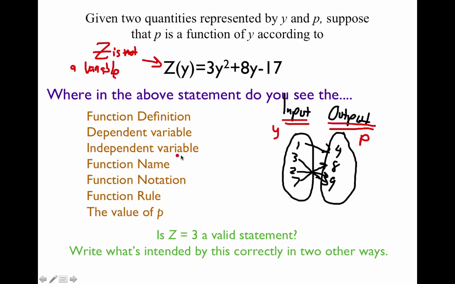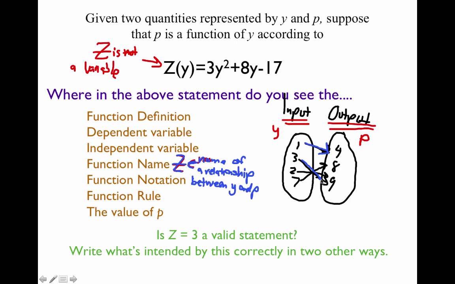Remember that it was the name of the function, so it is the name, oops, I'm going to change that color to blue. Z is the name of a relationship between y, the independent value, and p. So here's where z is.